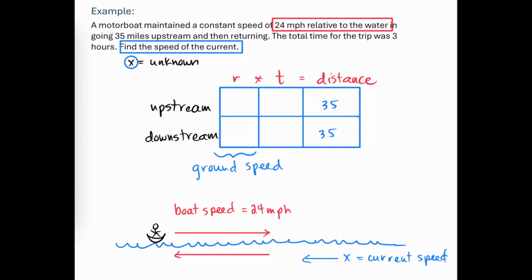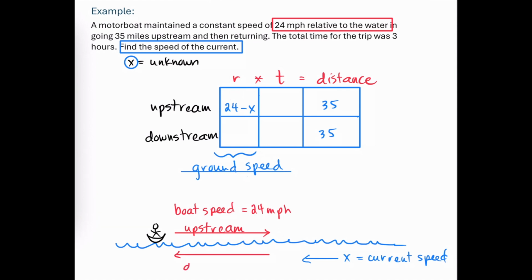So when we're traveling against the current, that's when we're traveling upstream. So the ground speed for the trip upstream is going to be the speed of the boat minus the current. Notice that it has to be 24 minus x and not x minus 24 because the boat must be traveling faster than the current. In order for us to progress upstream, the boat has to be going faster. If the current was bigger, we would be pushed backwards. So it has to be boat speed minus current speed.